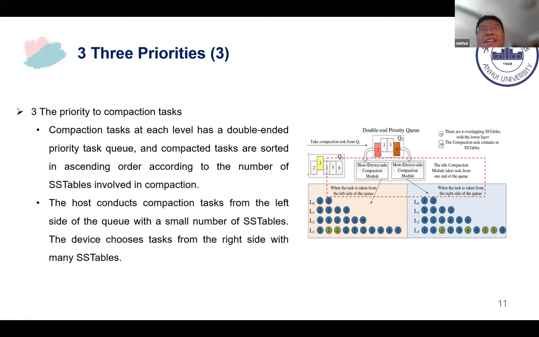The third is the priority to compaction task. Compaction tasks at each level have a double end priority task queue, and the compaction tasks are sorted in a similar order according to the number of the tables involved in compaction. The host conducts compaction tasks from the left side of the queue with a smaller number of tables. In contrast, the device chooses tasks from the right side with many SSTables.